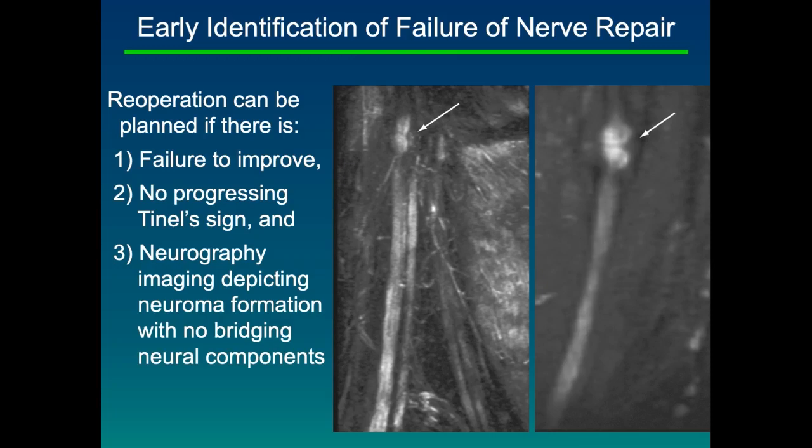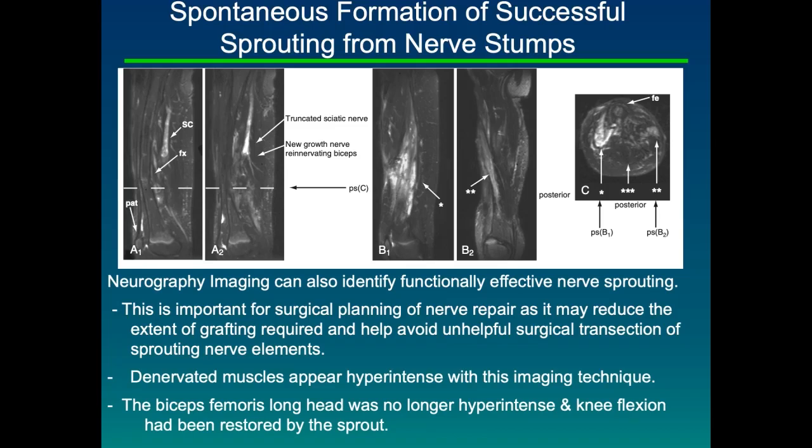The use of nerve imaging also can reveal other types of phenomena that were not well understood. Here is an example of a severed sciatic nerve wherein the patient developed restored function of flexion at the knee. The images demonstrate that, for instance, in image C, the hyperintensity is still present in the biceps short head and in the semitendinosus, but that the biceps femoris long head is now returning to normal appearance, and the reason is shown in panel A, that there's actually a neurite outgrowth from the stump that's reinnervated the muscle and restored function.